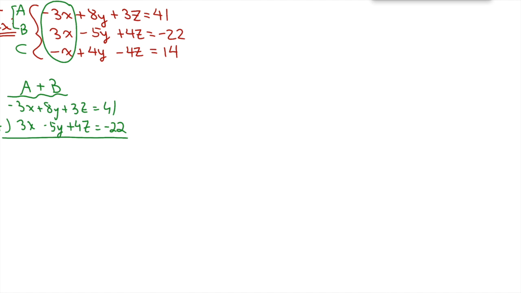So when we add them, the x's go away. This becomes 13y plus 7z equals 19. Okay, 19. And we'll call this equation D. Anything that does not end up in an x equals or a y equals or a z equals, we're going to give it a letter.